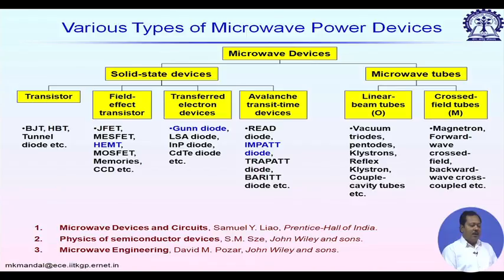Among all the different types of active devices, the popular ones are the HEMT, high electron mobility transistor, the Gunn diode, and the IMPATT diode. So, in today's discussion we are going to mainly discuss these popular active devices. Under microwave tubes we have two different types: linear beam tubes, or sometimes simply called O type tubes, and crossed field tubes, also called M type tubes. We are not going to discuss the tubes. We will mainly concentrate on active solid state devices.